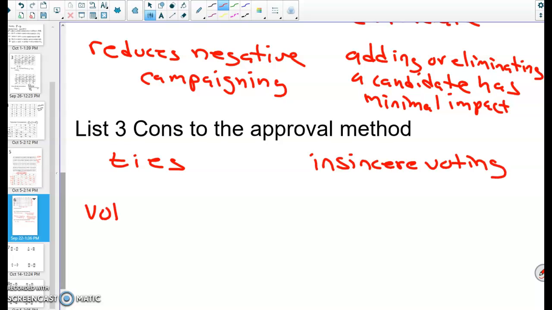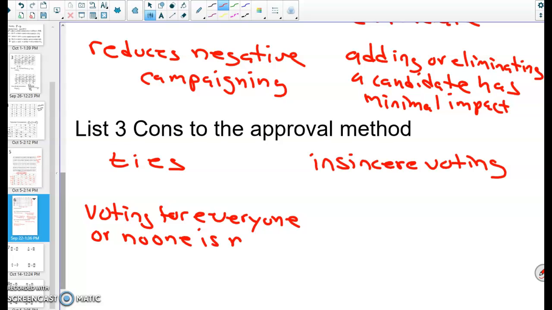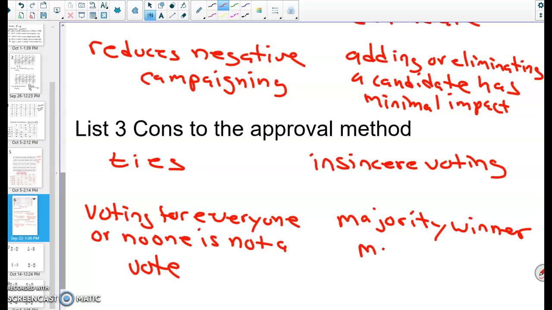The third one, voting for everyone or no one, is not a vote, even though that is your right and your option in this method. And then finally, a majority winner may not win. That's never good either. Majority winner should always win. So a majority winner may not win.